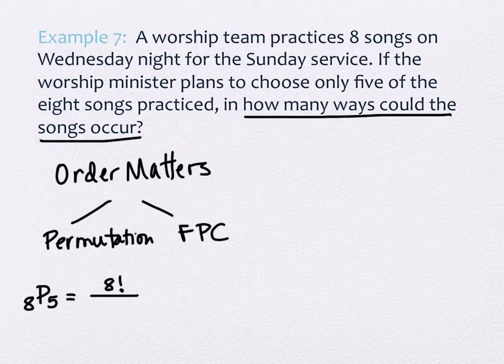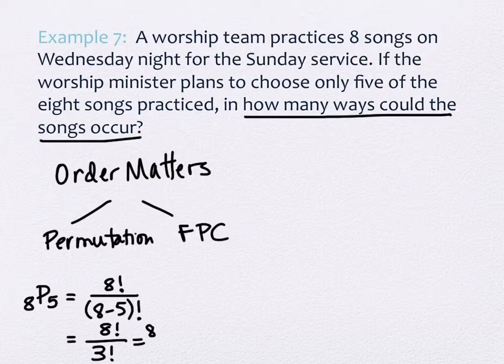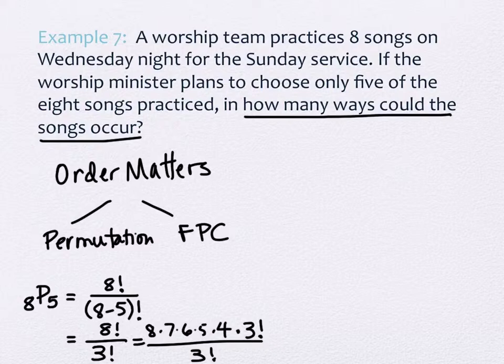Not quite. 8 minus 5. Yeah, 8 minus 5 factorial on bottom. And of course, 8 minus 5 is 3. So I'm going to write my 8 out. 8, 7, 6, 5, 4, until I get to 3 factorial. And at the point they match, I can stop so that they will cancel, right? And then we need to multiply 8 times 7 all the way down to 4. And what do we get?